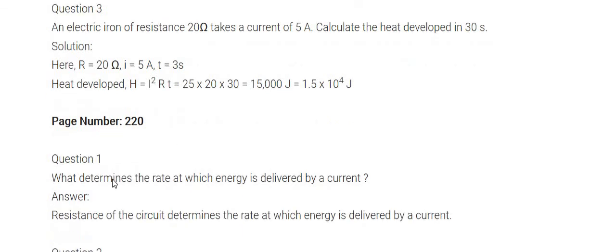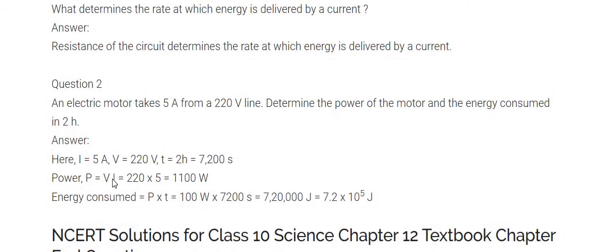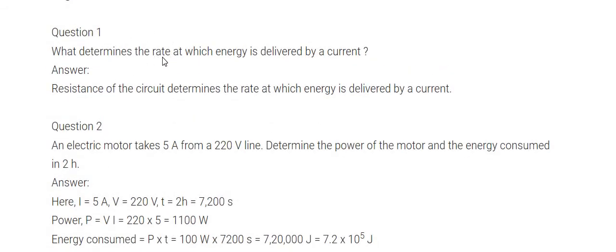Now next question. What determines the rate at which the energy is delivered by the current? The resistance of the circuit determines the rate at which the energy is delivered by the current. If the resistance is more, then the current is less. If the resistance is less, then the current is more. That's why. Now the next question.